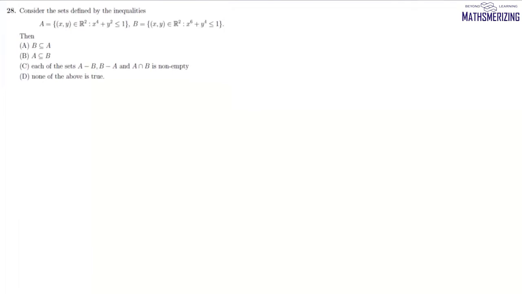Now question number 28 is: we are given two sets. Set A is x to the power 4 plus y square is less than or equal to 1, and set B is x to the power 6 plus y to the power 4 is less than or equal to 1. So for set A, we are given that x to the power 4 plus y square is less than or equal to 1, and for set B, we are given x to the power 6 plus y to the power 4 is less than or equal to 1.